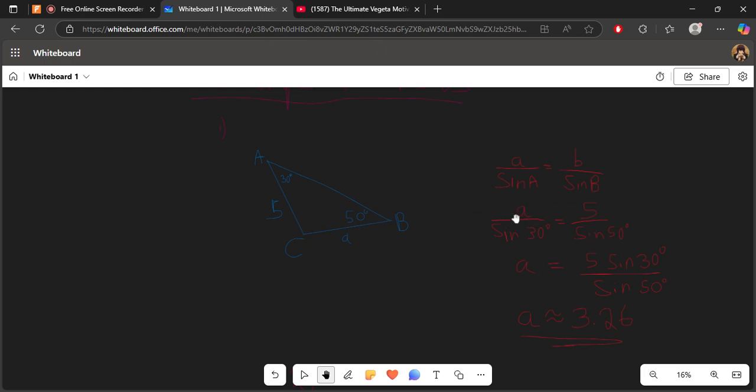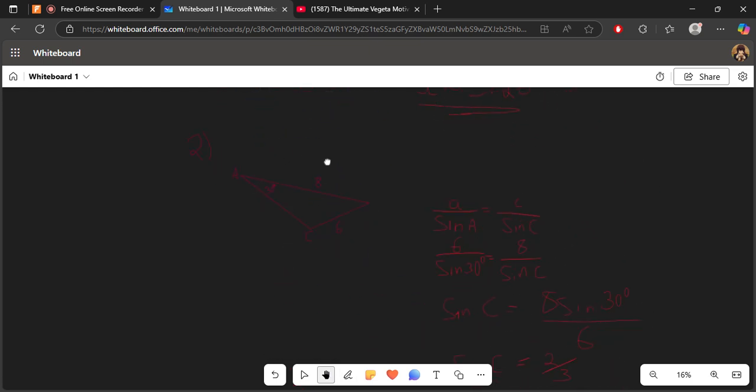Then afterwards, it's just simple cross multiplication to get A equals 5 sine 30 degrees over sine 50 degrees. Remember from our lesson on special angles, sine 30 degrees is a half. So, just something to point out. Then when you use your calculator and punch that in, you're going to get 3.26 as the length of side A. This is how you find unknown sides using the rule of sines.